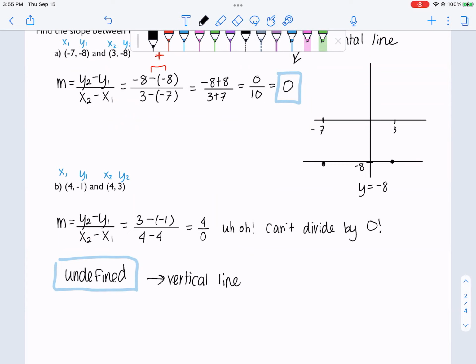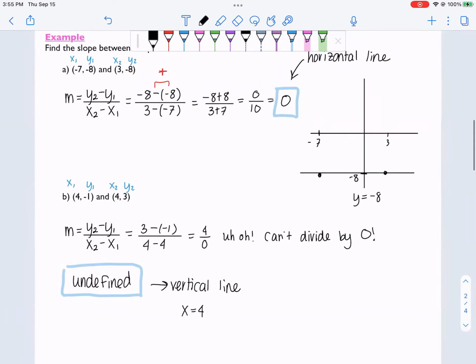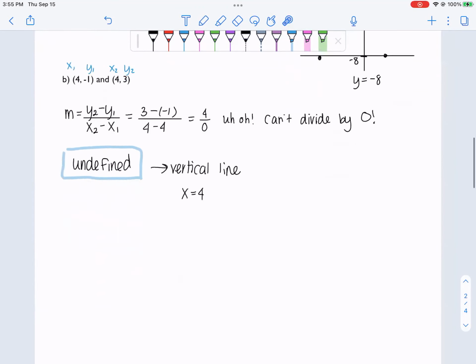Vertical lines are all going to have the same x value, and that x value is 4. The equation of this line is going to be x equals 4. So if you run into a situation where you're trying to find the equation of a line and you have two y values that are the same, you know it's going to be a horizontal line with a slope of 0, and it's y equals a number. For a vertical line with an undefined slope, it's x equals a number.